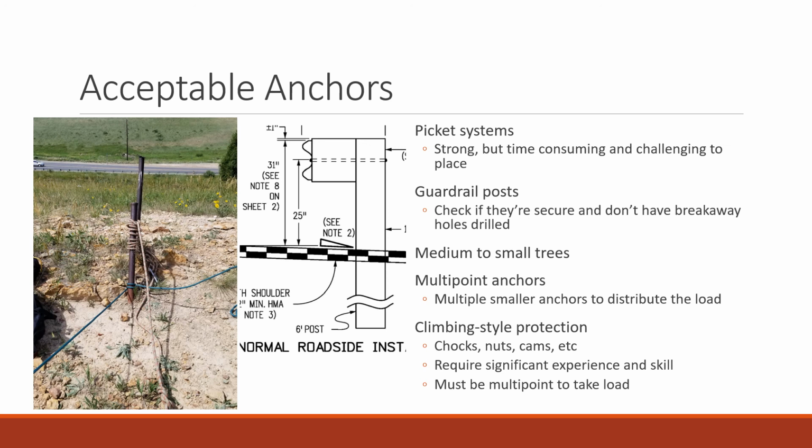So if you're going to do a quick rappel down to the victim and to make initial access on a separate rope that's not going to haul and none of that's happening, guardrail posts are a great option. But be careful about that, where they're located before you commit to it for your haul system. All right, moving on. Medium to small trees, pretty good option.